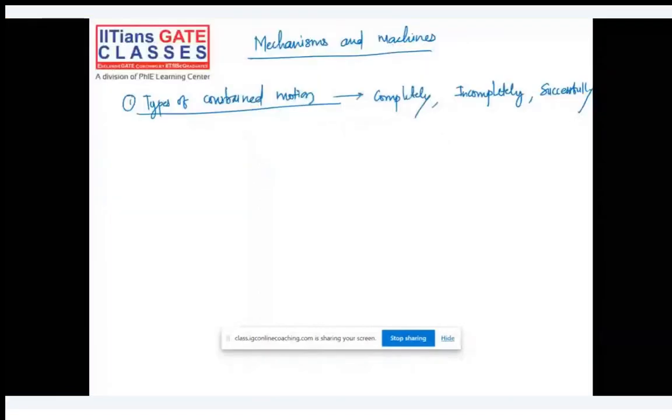Depending on the type or nature of contact, we have studied, if you remember, lower and higher pairs. What is a lower pair? Whenever we have a surface contact, it is a lower pair, and whenever we have line or point contact, we say it is a higher pair.